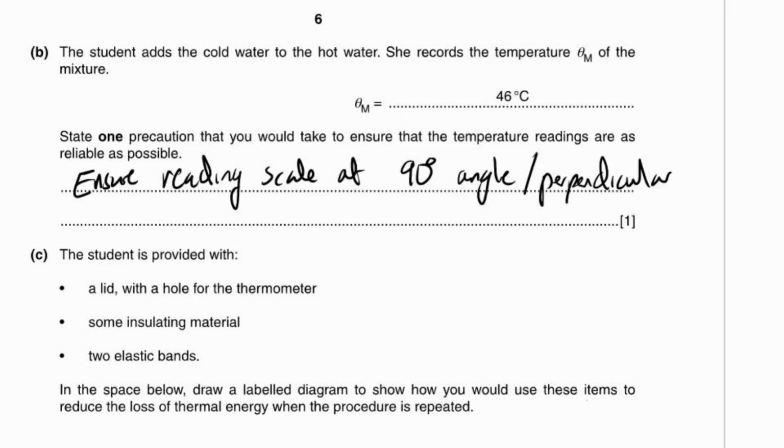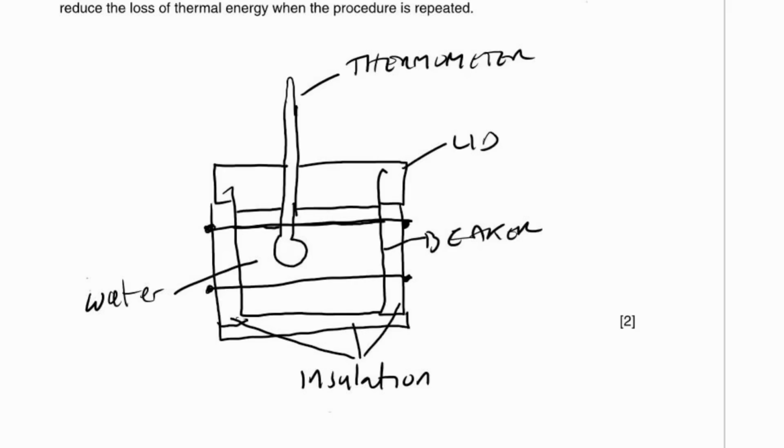C. A student is provided with a lid with a hole for the thermometer, some insulating material and 2 elastic bands. In the space below, draw a labelled diagram to show how you would use these items to reduce the loss of thermal energy when the procedure is repeated. Alright, well, I think what we're going to want to do is put the lid on top of the beaker and wrap it up in insulating material, and then probably put the elastic bands around to hold the insulating material next to the beaker. So there we go.